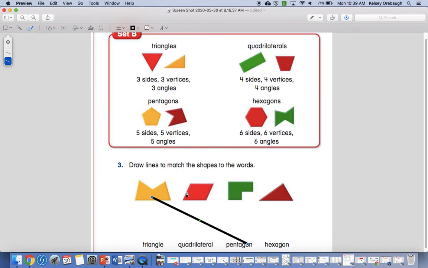How many sides? 1, 2, 3, 4. 4 vertices, 4 sides, 4 angles. What do we call that shape? Look up here at set B. That is called a quadrilateral.